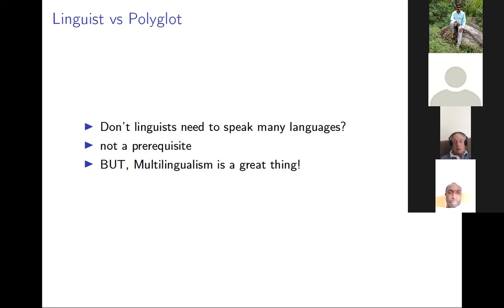But that said, multilingualism is always a great thing. The more languages you speak, the richer a person you are. But it is not a prerequisite for doing linguistics. So that is another misconception that we should be aware of. So that's the difference between a linguist and a polyglot. Someone who speaks multiple languages is a polyglot, but a linguist is something different. A linguist is someone who is able to take any human language, find some interesting patterns, and come up with an explanation for why those patterns are the way they are.